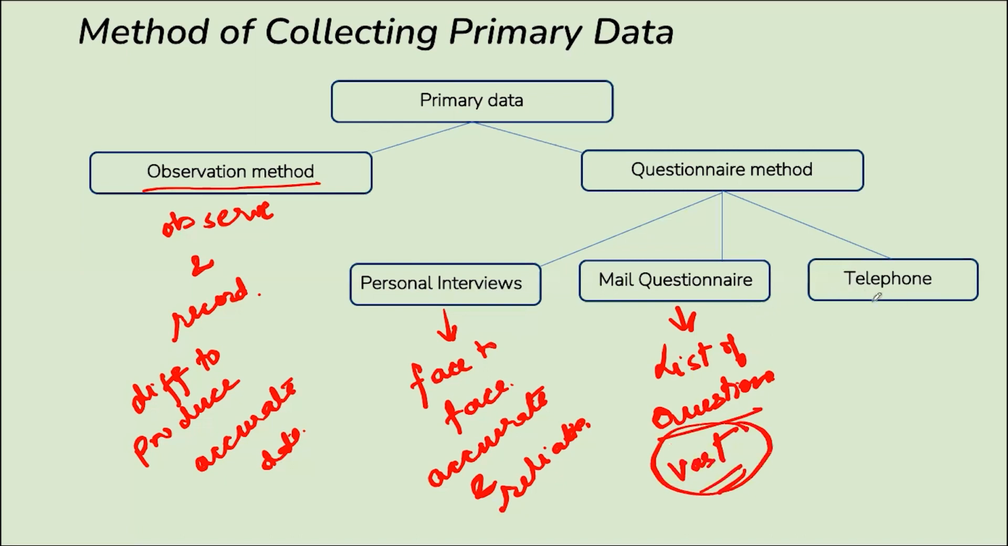Then let us come to the third questionnaire method, that is the telephone. What happens in this method? The investigator will ask relevant questions from the respondent over the telephone itself. This method is less expensive, but the disadvantage is that it has limited application because only those respondents can be interviewed who have telephones. But nowadays everyone has telephones, and moreover you can't ask a lot of questions on the telephone, otherwise the person who has to answer will lose interest.